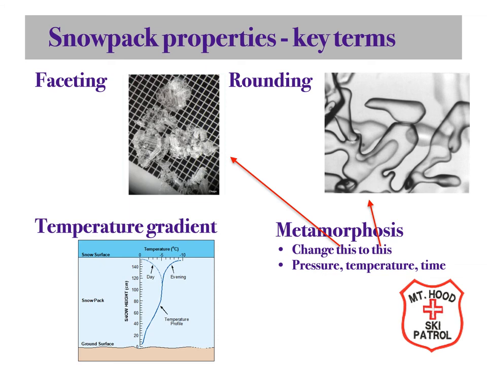Temperature gradients have a large impact on snow crystal formation. A temperature gradient is defined as the change in temperature from the snow surface to the ground divided by the depth of the snowpack. It is often expressed in degrees C per centimeter. Metamorphosis, as we mentioned before, means change. Metamorphosis in the snowpack refers to changes in the snow crystal structure. These changes can be caused by temperature, pressure, and time, and can increase or decrease snowpack stability.